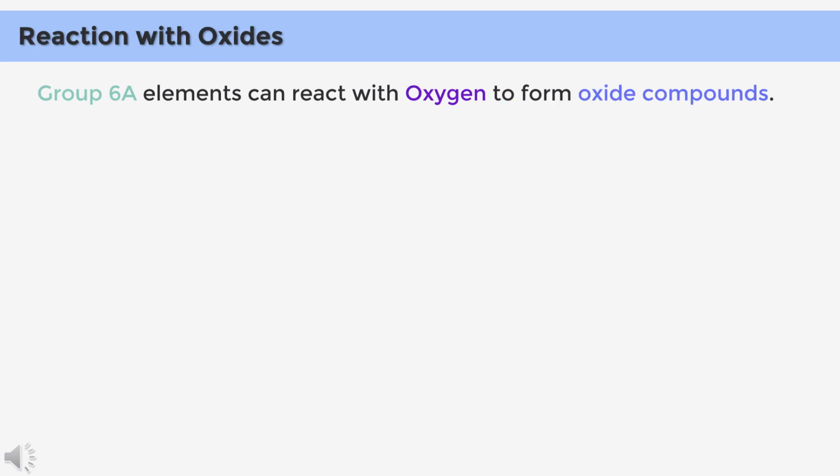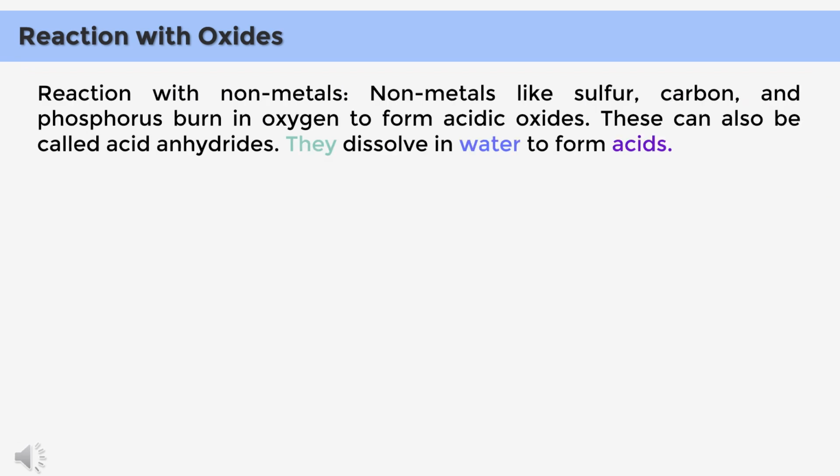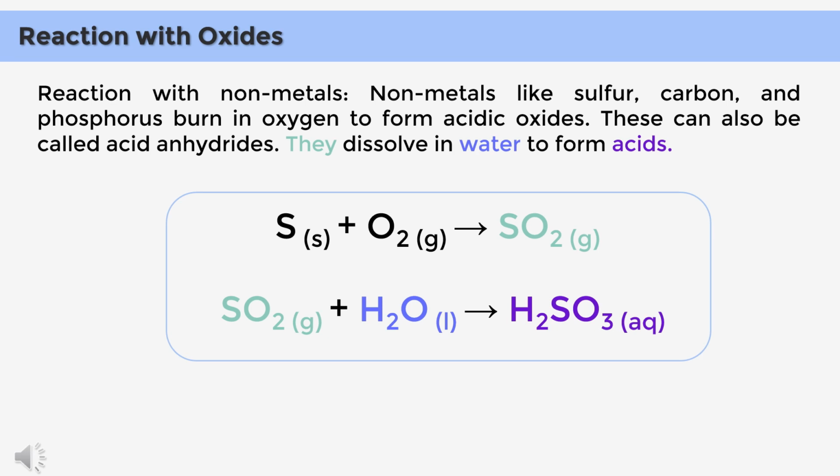Chemically, oxygen is very reactive, forming compounds with all other elements except the noble gases, and apart from the halogens and some unreactive metals, these can be made to combine directly with oxygen under the right conditions. The oxides of sulfur and selenium are acidic, amphoteric for tellurium, and the oxide of polonium is basic. Nonmetals like sulfur, carbon, and phosphorus burn in oxygen to form acidic oxides. These can also be called acid anhydrides. They dissolve in water to form acids.